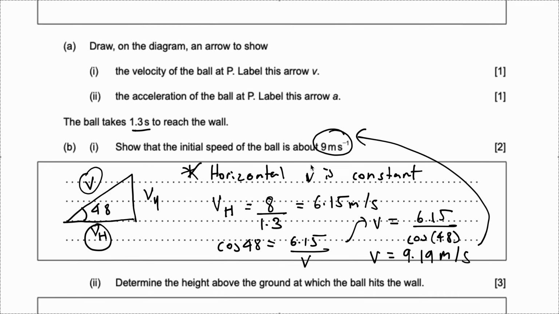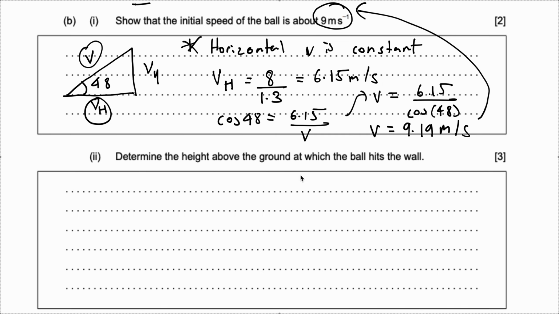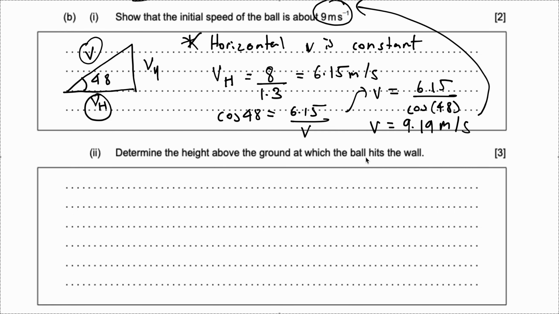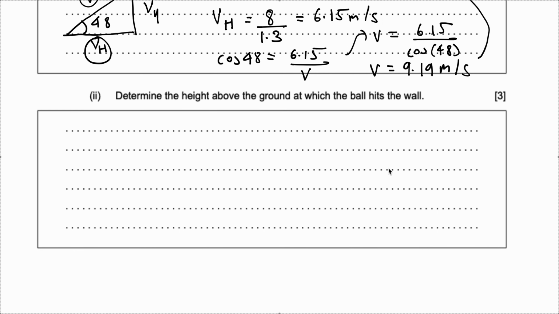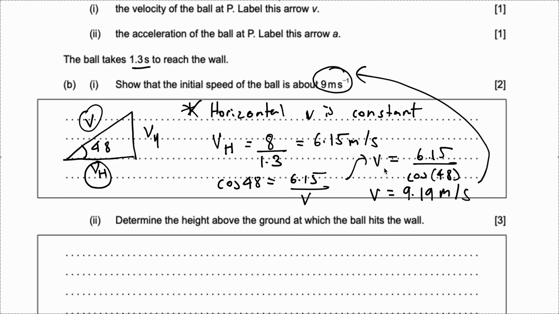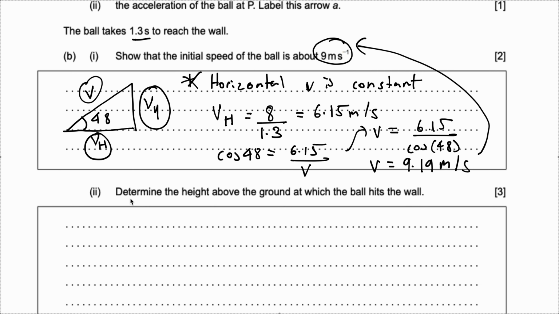Okay, next. Determine the height above the ground at which the ball hits the wall. How do we do this? Okay, so we need to now find out what this horizontal velocity right there is. Why? Because we can employ our SUVAT equation, s = ut + ½at², to find out what this total displacement of the ball is due to its initial velocity. We can use this formula right here.